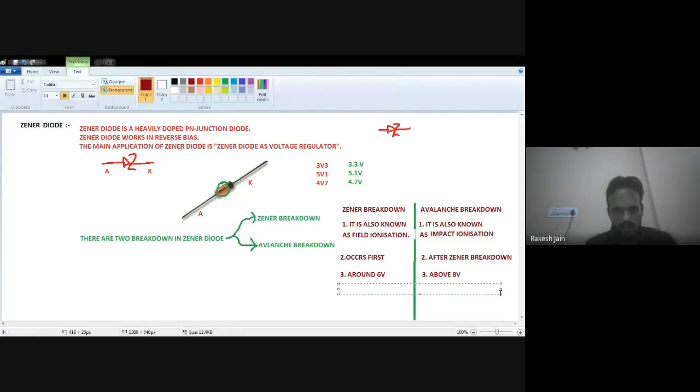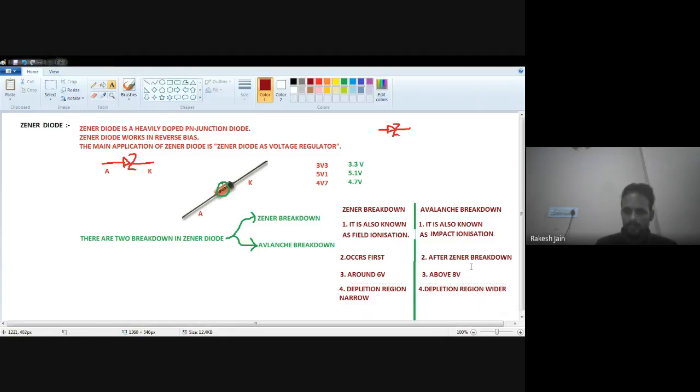Now the next difference: the depletion region is narrow in case of Zener breakdown, but in case of Avalanche breakdown, the depletion region is wider.